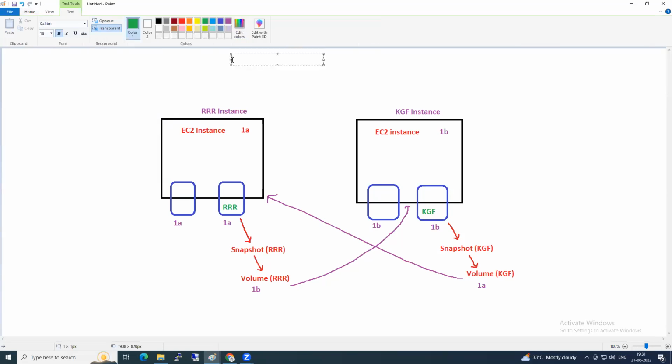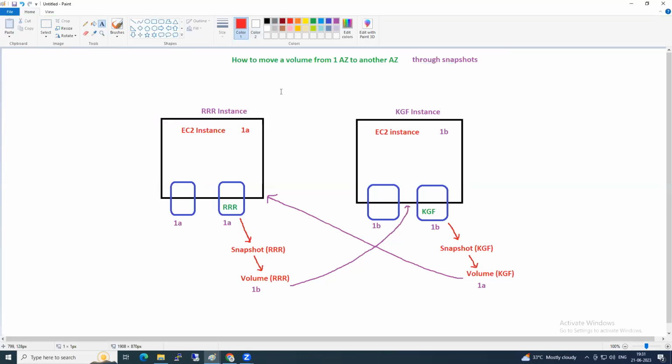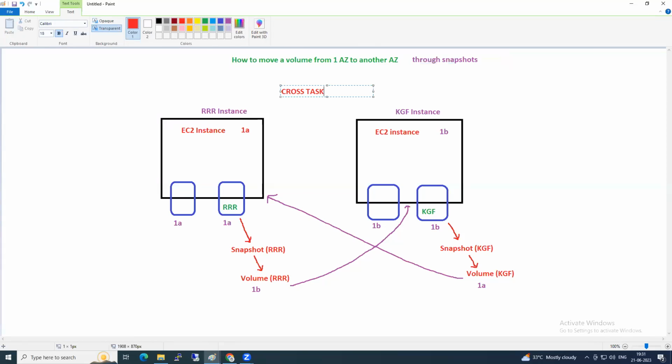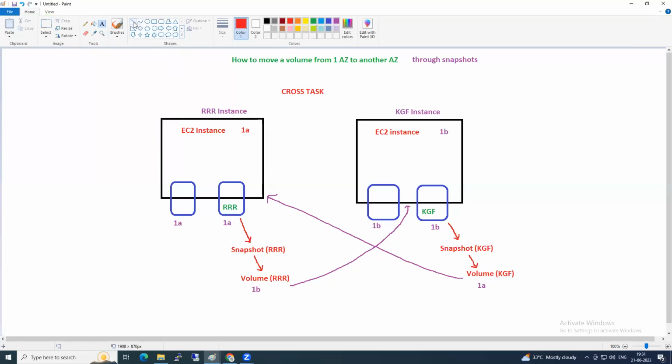Do you understand now how we can move volumes from one availability zone to another availability zone? This is how to move a volume from one AZ to another AZ: through snapshots. Guys, I name this as a cross task.